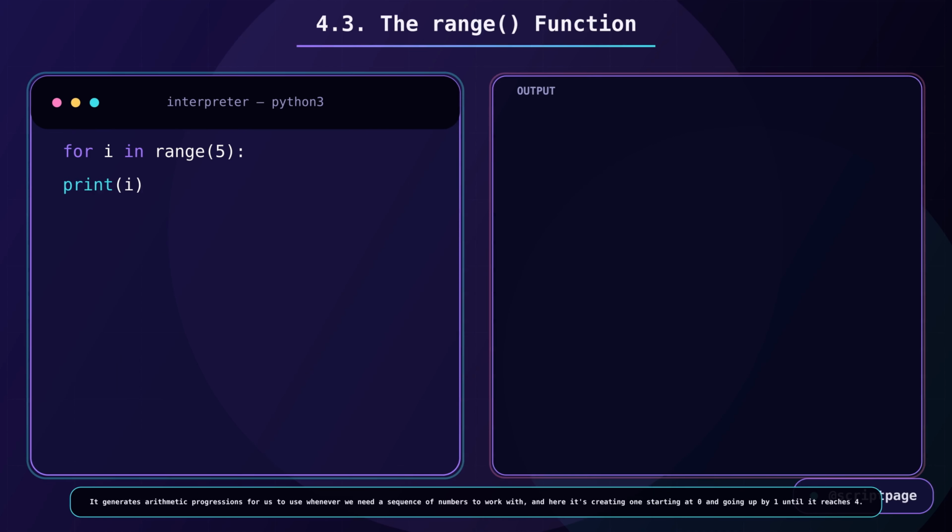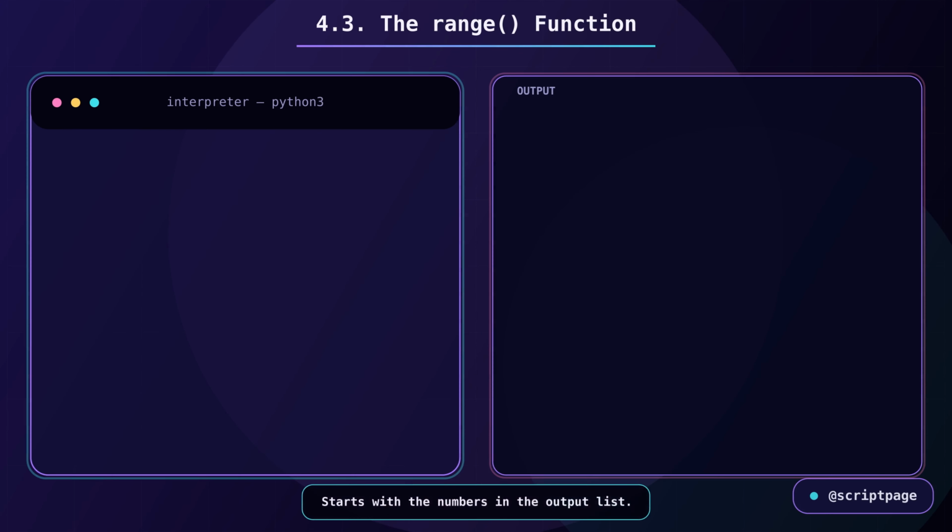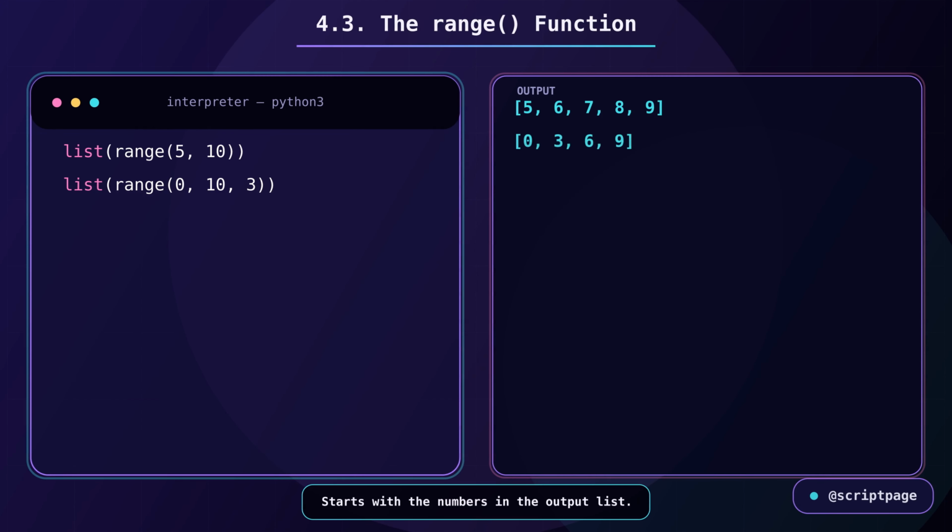It generates arithmetic progressions for us to use whenever we need a sequence of numbers to work with, and here it's creating one starting at 0 and going up by 1 until it reaches 4. Starts with the numbers in the output list.